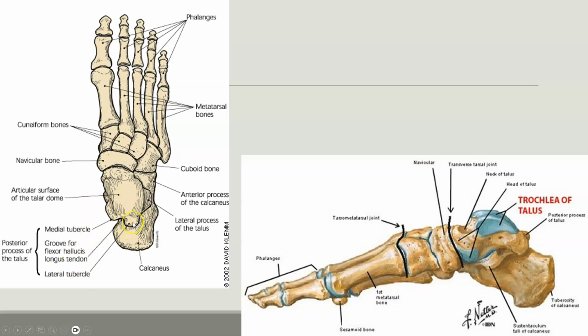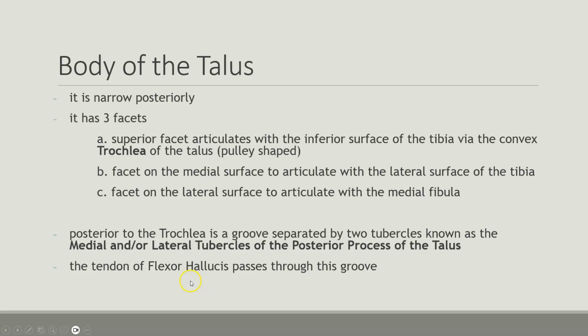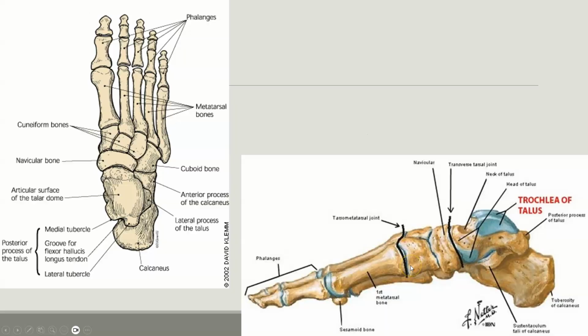We have the medial tubercle and the lateral tubercle, and you can note that there's another groove in here which allows a muscle tendon to go through. That muscle is known as flexor hallucis. Remember, hallucis means great toe. So the tendon of flexor hallucis passes through this groove.